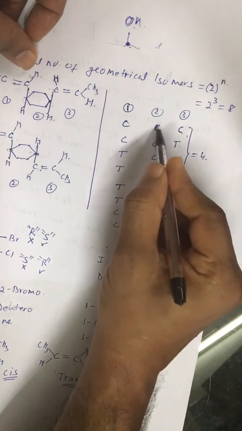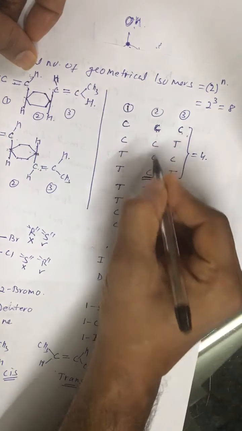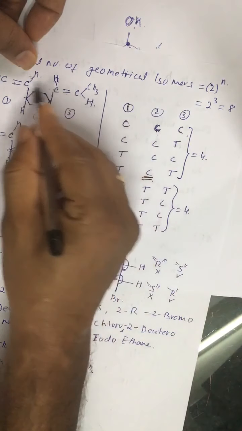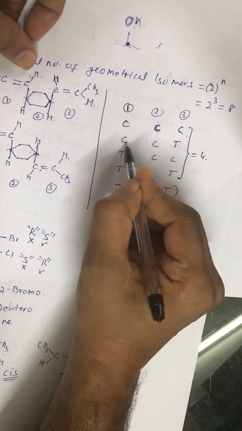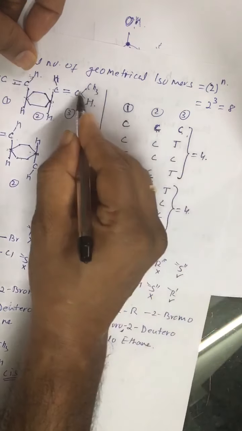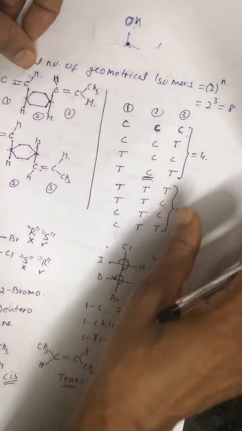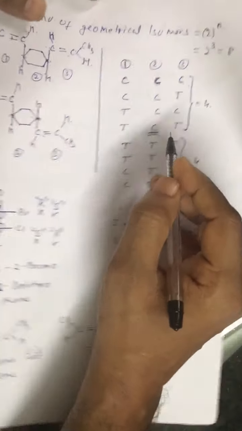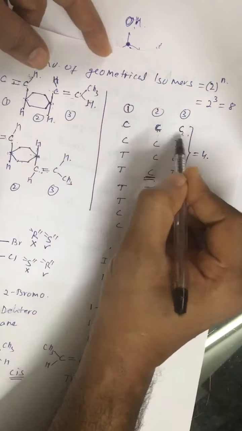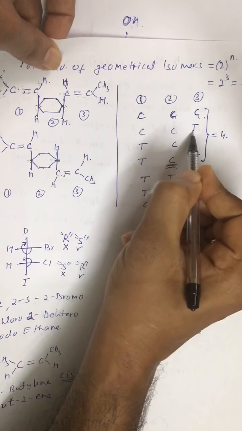Second possibility means we are keeping this second one constant till here. All right, we are keeping this thing constant, means it is cis. Now the second possibility is this one is cis, but this one is trans, because these two groups are different groups. Phenyl and hydrogen here, and methyl and hydrogen here. So first is all cis, second is this one is cis and this one is trans.